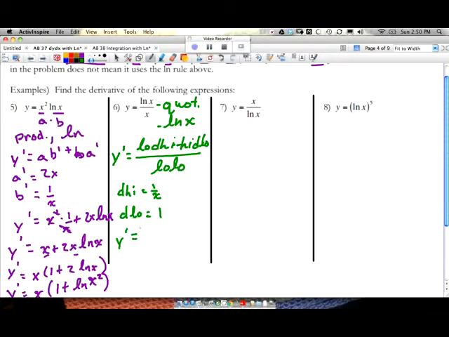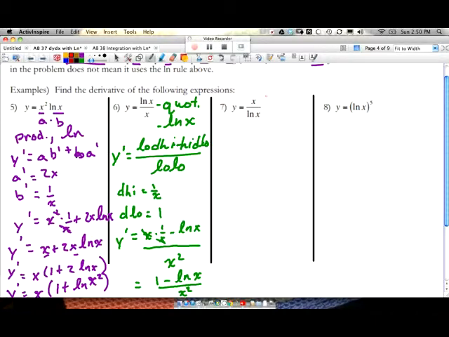Okay, so let's fill in the pieces. Y prime, low d high, that's x times 1 over x, minus high d low, well, that's natural log of x times 1, so that's done. And then we got over x times x, or x squared. Simplified, these x's would simplify, so we'd have 1 minus natural log of x all over x squared. Alright, so there we go. That wasn't too bad at all.